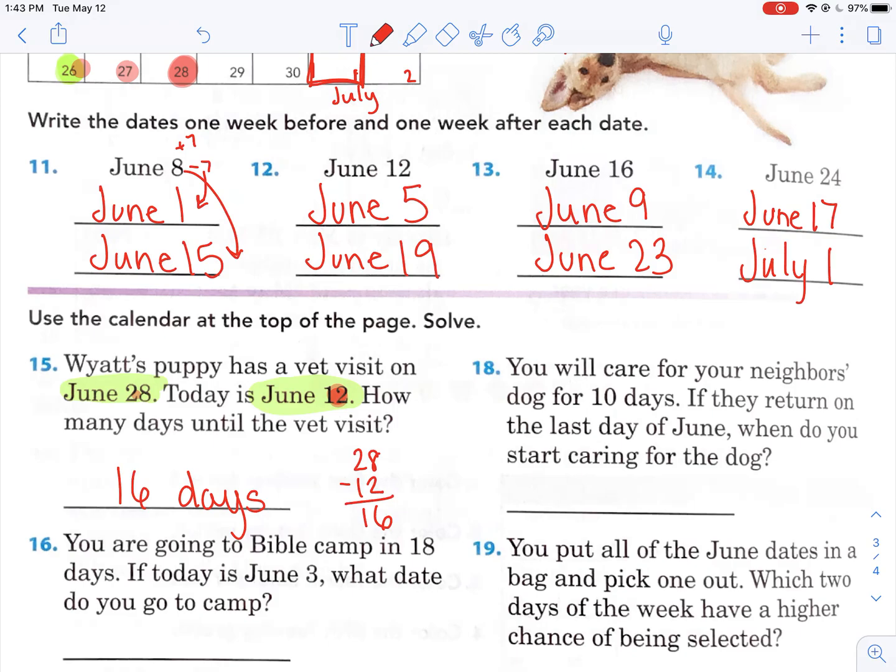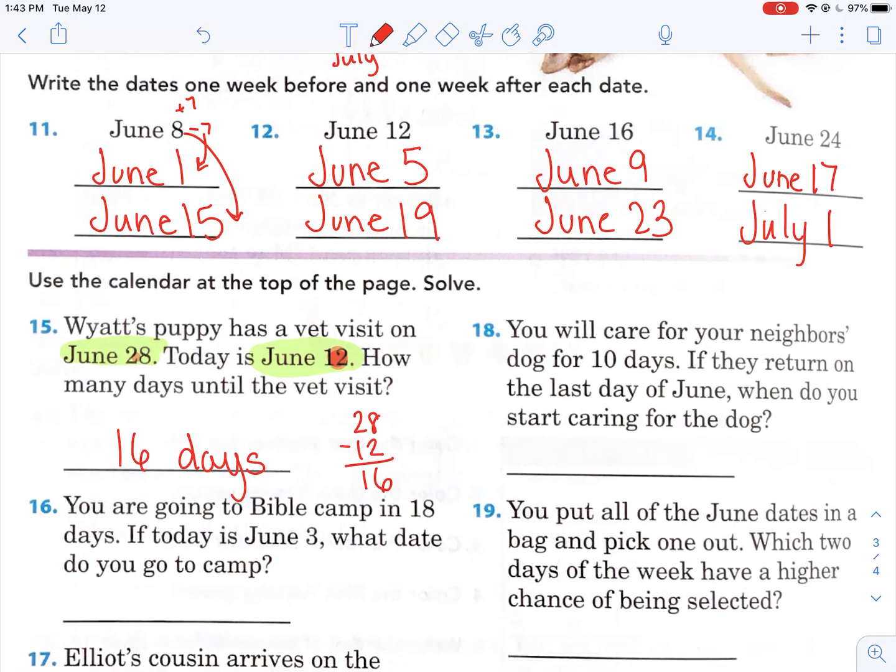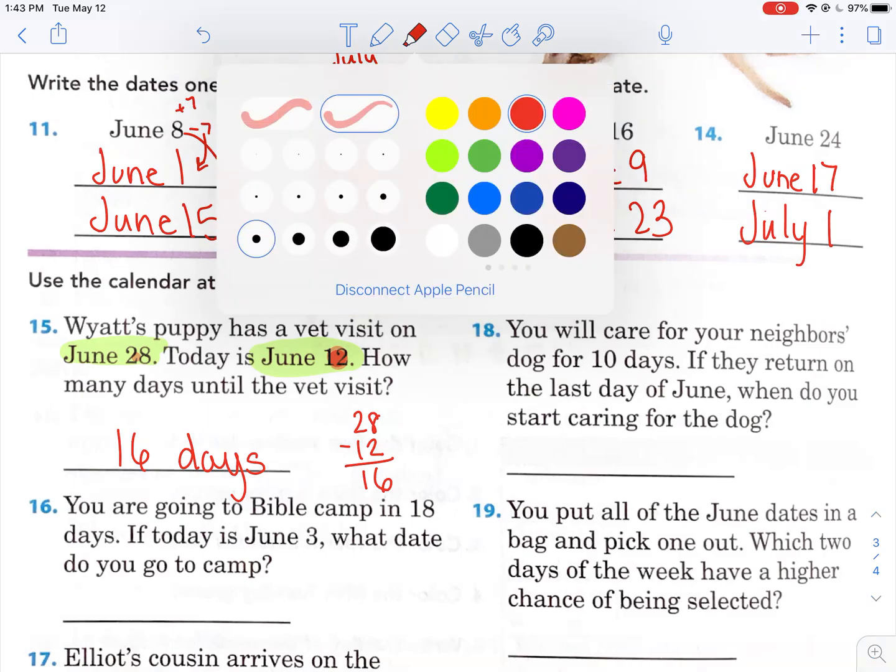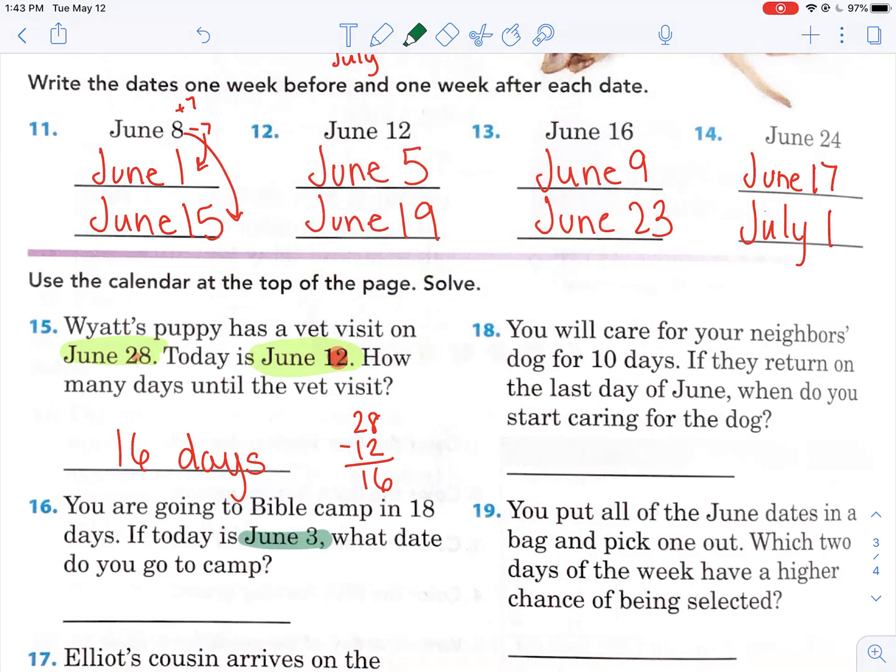Okay, number 16. You are going to Bible camp in 18 days. If today is June 3rd, what date do you go to camp? So you're leaving in 18 days. Is that back or forward? So today is June 3rd. So this is the biggest part, actually thinking about what the question is asking. So today is June 3rd. You're going in 18 days. So 18 days in the future.